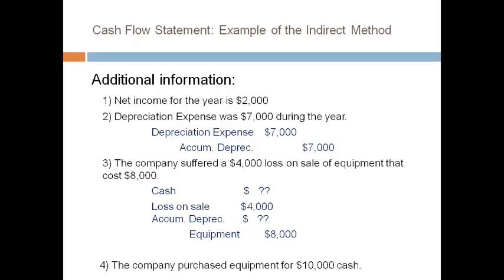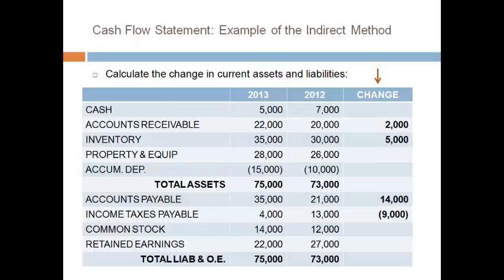Net income will begin the indirect statement, and depreciation expense and the loss on sale are non-cash items. The cash amount of the purchase and sale of equipment will be reported in the investing activities section. The change in current assets and current liabilities is reported in the operating activities section. The change in long-term accounts will be used for the investing and financing sections.